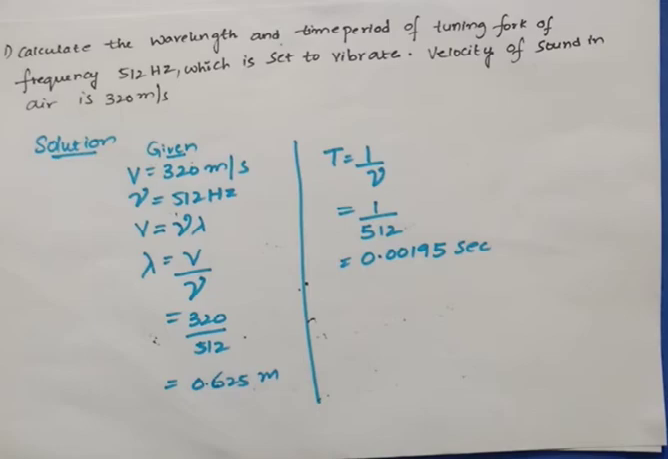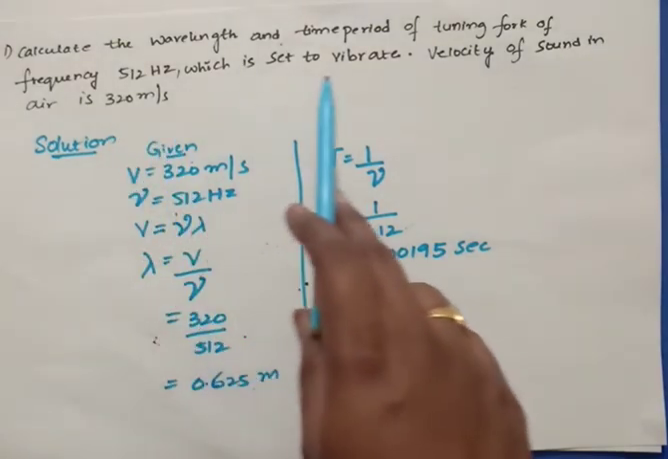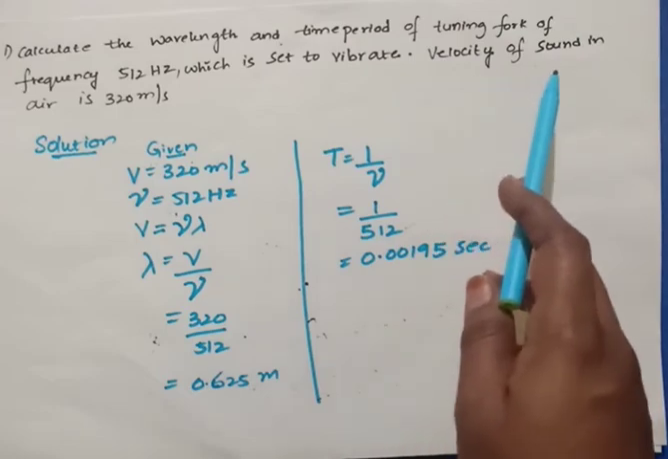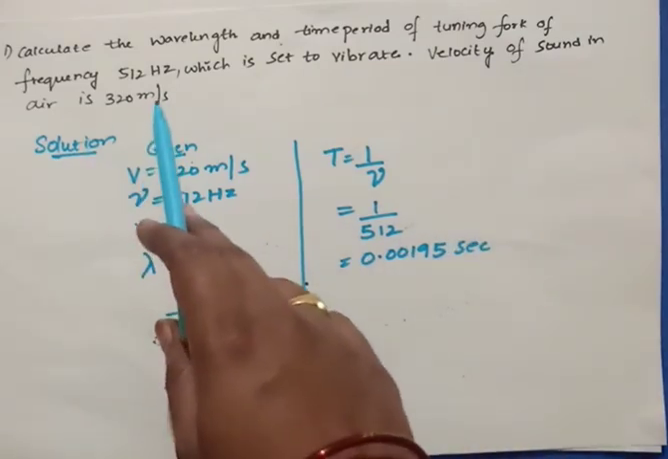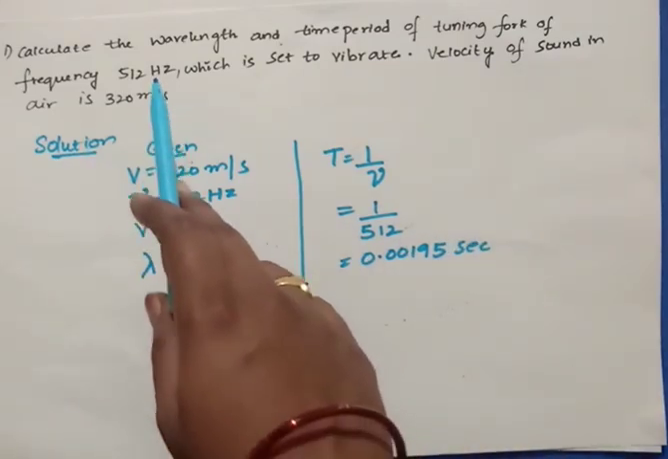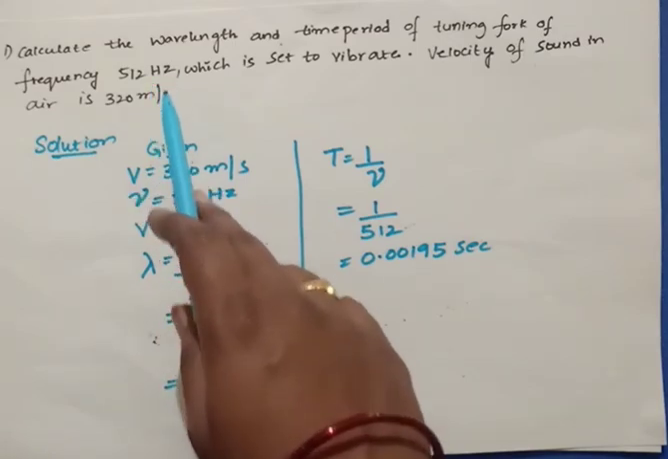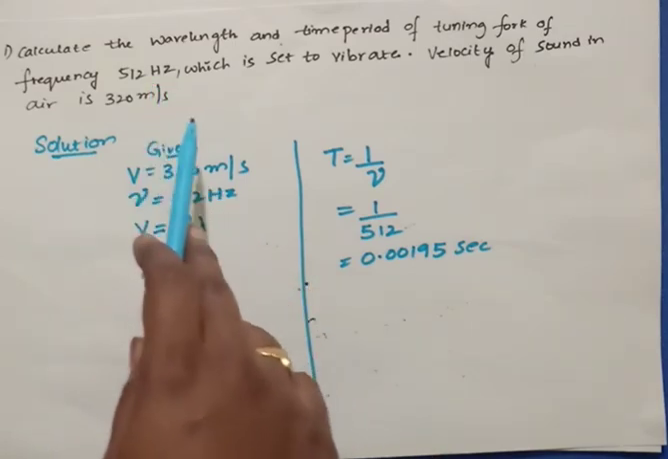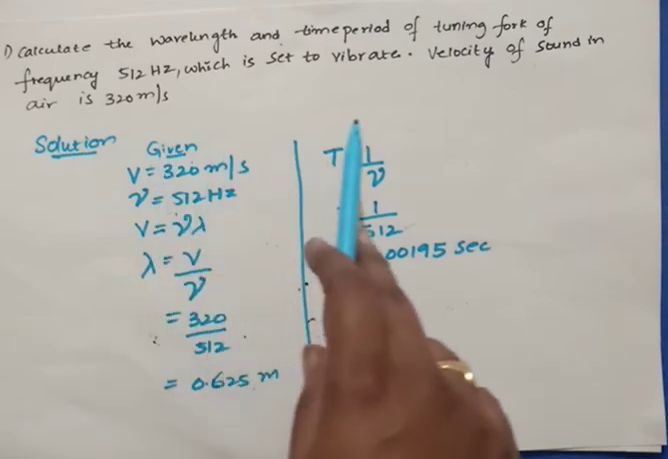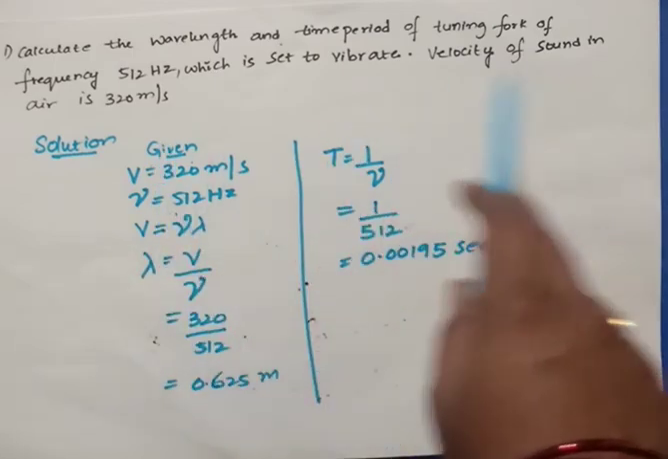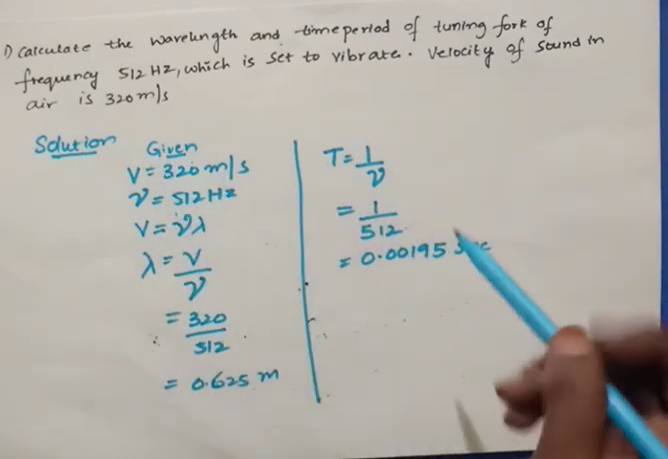Next, coming to the numericals. So let us see the first problem. Calculate the wavelength and time period of a tuning fork of frequency 512 Hz. From the units you can know that 512 Hz is the frequency at which it is set to vibrate. Velocity of sound in air is 320 meters per second.